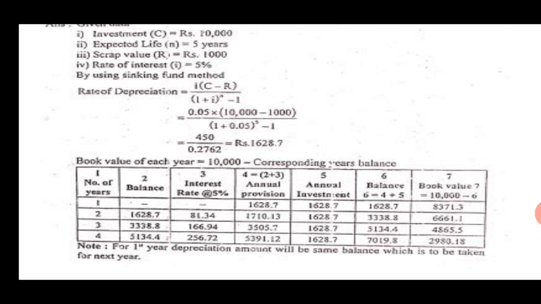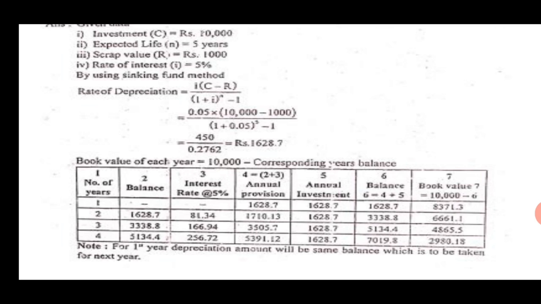Now coming to the third year, this 3338 rupees, whatever was the balance, that comes as the balance, because that much amount is available now. First year you had kept 1628 rupees. Then next year you have kept 1628 plus interest 5%, that is 81 rupees. Totally becomes 1710 rupees, and this 1710 rupees you added with the 1628, it becomes 3338. So this amount is kept in the bank. So this will again fetch 5% interest.